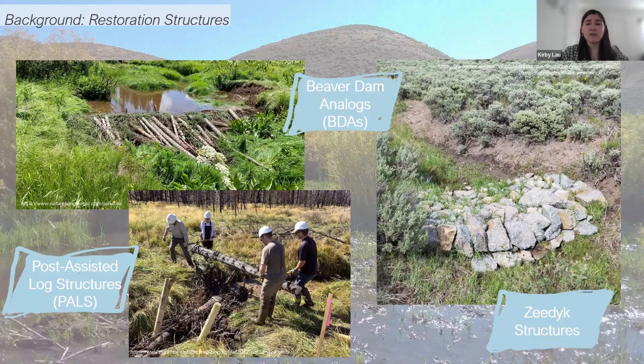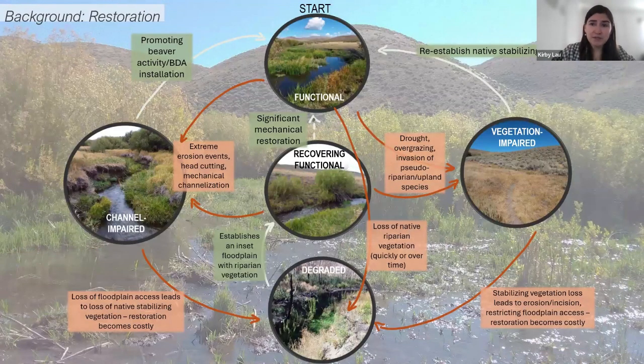And these are all relatively simple to install, requiring minimal equipment and, for the most part, only a small crew. And they've been shown to be pretty effective at slowing sediment loss and allowing native vegetation to establish. So they, for the most part, have been found to do what we were hoping they'd do. And with the help of these structures and other efforts, we might be able to get a reach restored from one state to another, more functional state.